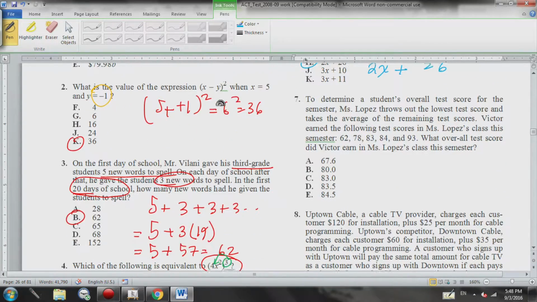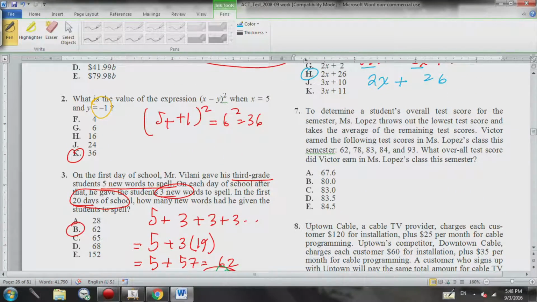I believe that's the answer. I did check these answers before. I'm pretty sure it's correct. It's the second time I'm doing these, so because I don't want to give you wrong answers, you know.